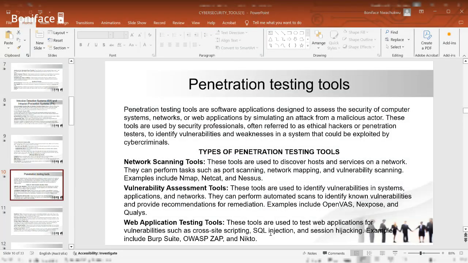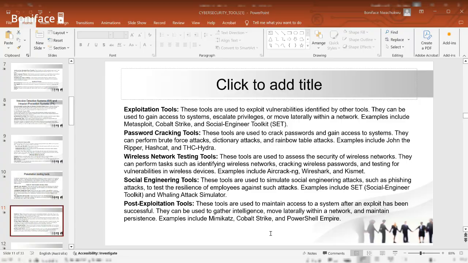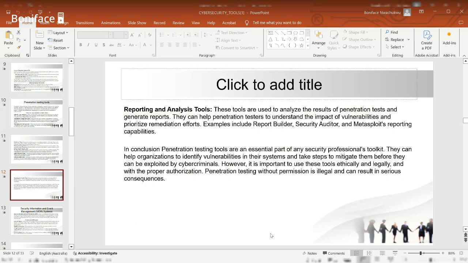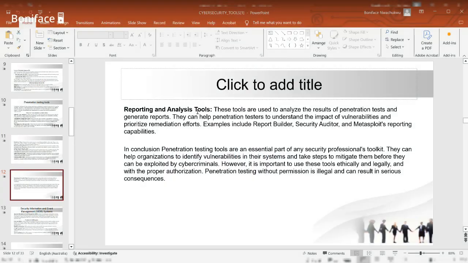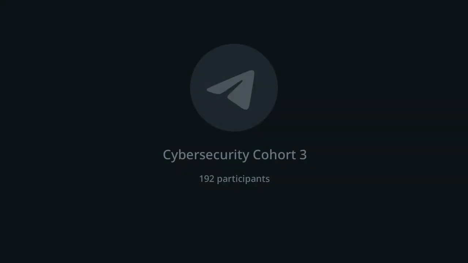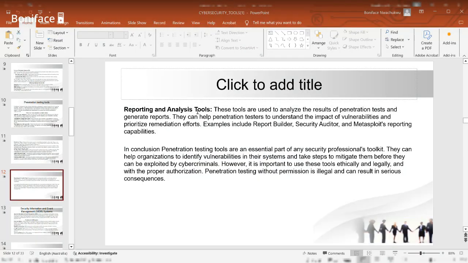So we have all the others. You can read through all this to see what we have. This reporting and analysis tool, sometimes people don't talk about it. If you're in cybersecurity, you need to be good at report writing also. You need to know how to report whatever you've seen or detected, not just use the tool and do whatever. You need to be able to write good English and present it well. So that's where this reporting and analysis tool comes into the picture.